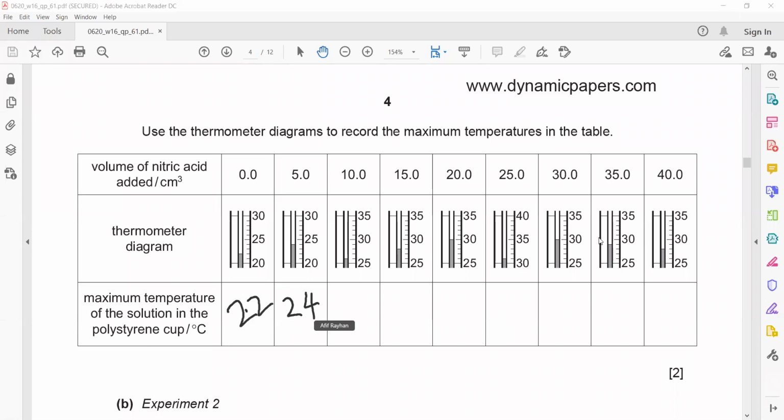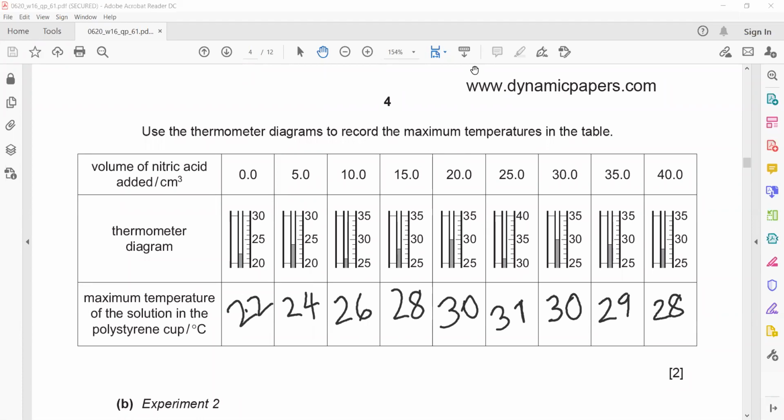Yeah, the first one is 22. Second one, 24. The third one, 26. 28, 30, 31. After 31, this one, 30, 29, and then 28. So these are the maximum temperatures.